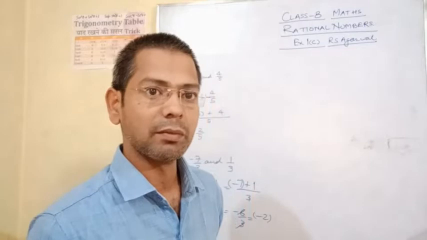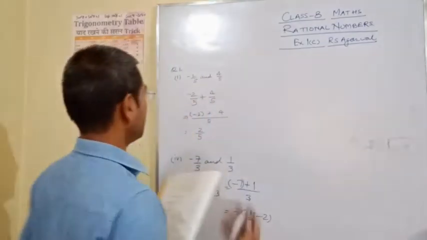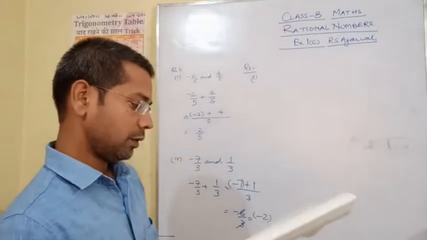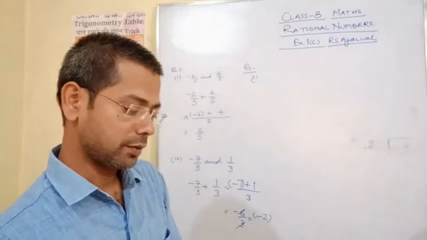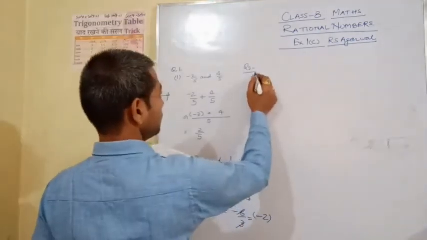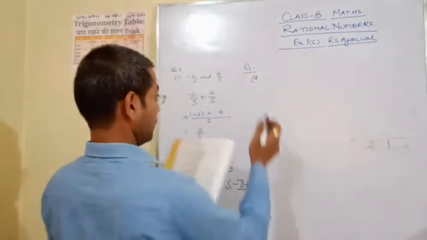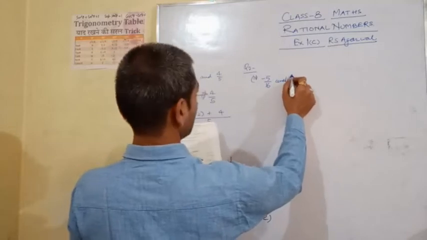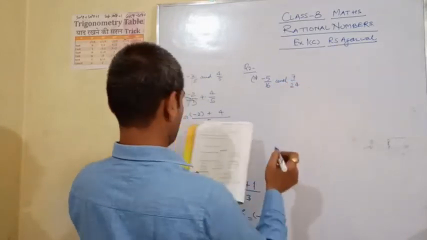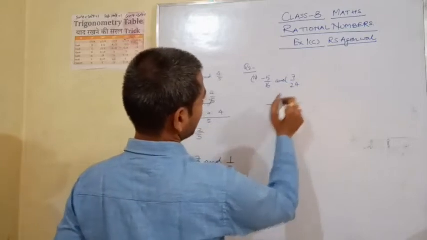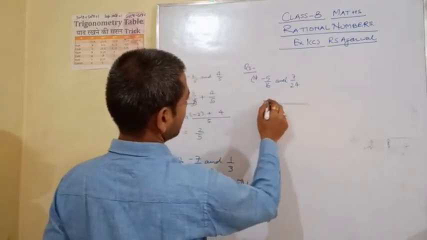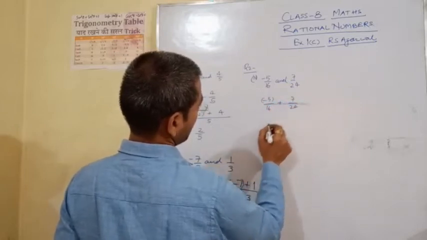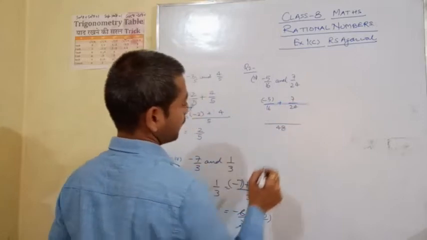Simply, we will take the LCM of the denominators and then calculate the respective numerators. We will do the fourth question. Fourth part of the second question is minus 5 upon 16 and 7 upon 24. Here the LCM of 16 and 24 can be 48.